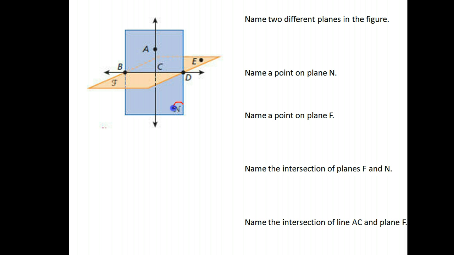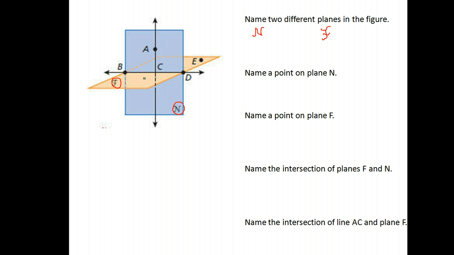The blue plane, notice, has this cursive N here, so we could name it plane N. And the orange has the cursive F, so we could name it using a cursive F, if I can do that. It's been a while. We can also name both of them using any 3 points on the plane.